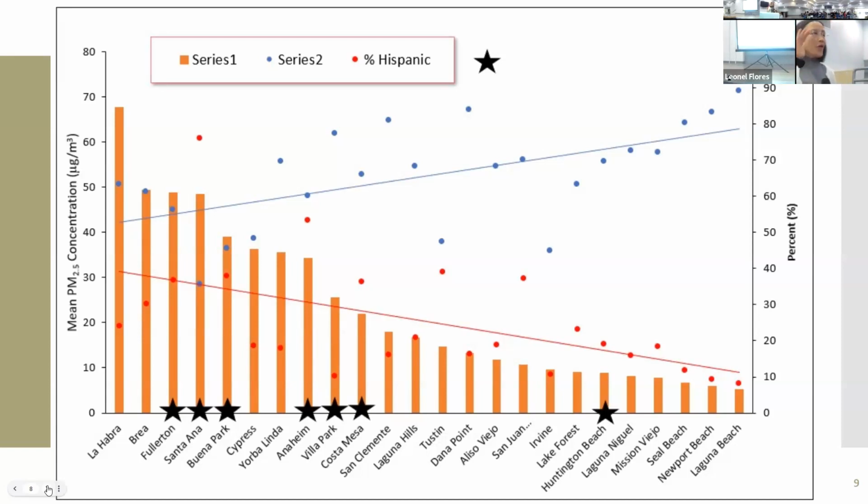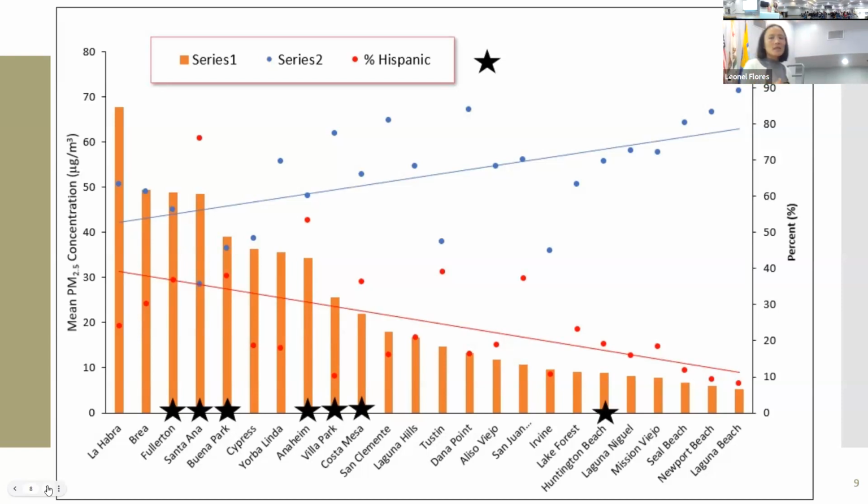Okay, so you also see the blue line and the red line there. I think there was a series 1, series 2. I think it's mislabeled, but series 2 should represent the percentage of white population, while the red line there represents the percentage of Hispanic population.